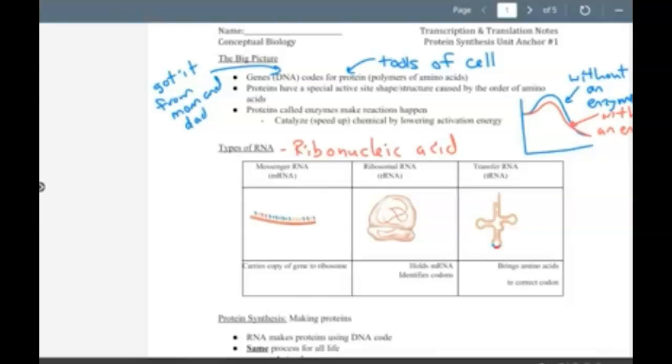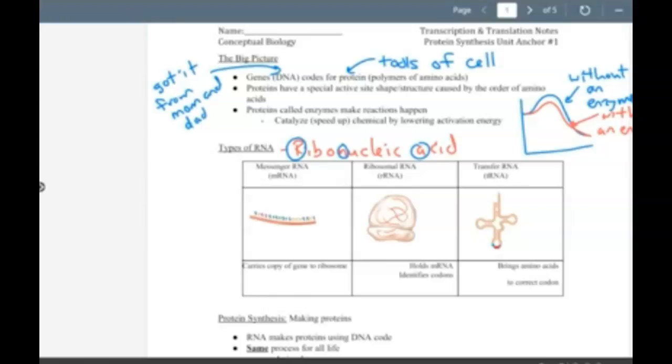Ribonucleic acid. And so that's what RNA stands for. R for ribo, N for nucleic, A for acid. It's another nucleic acid. It's actually very similar to DNA. Not very different, okay? But it has some different shapes. And because it has different shapes, it has different jobs in the cell.